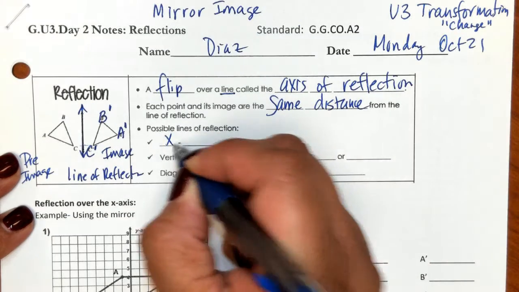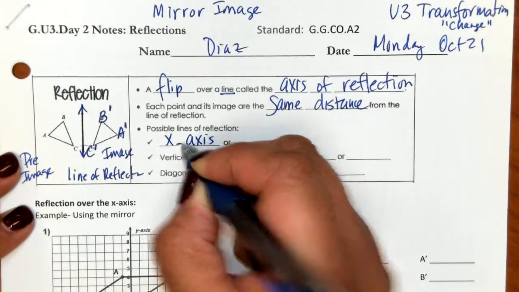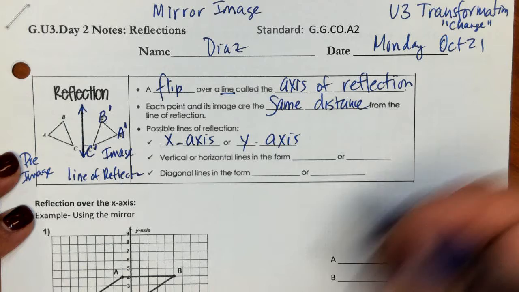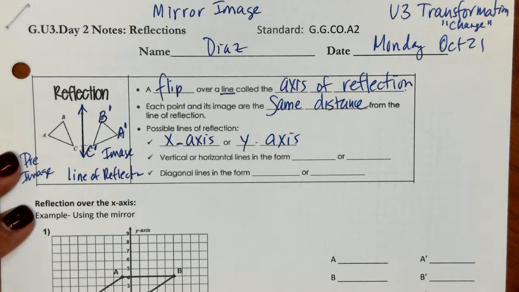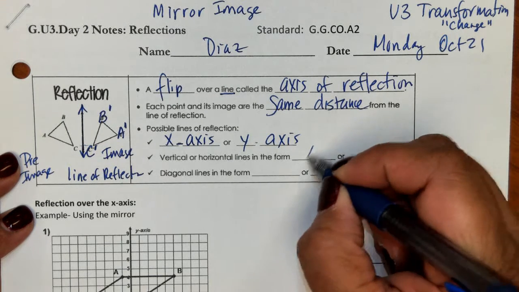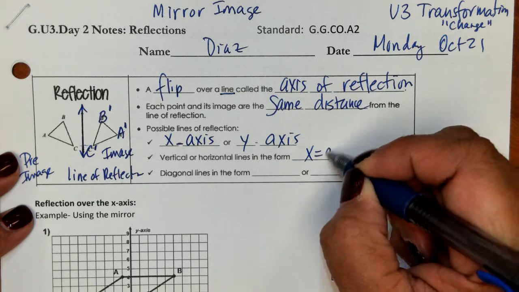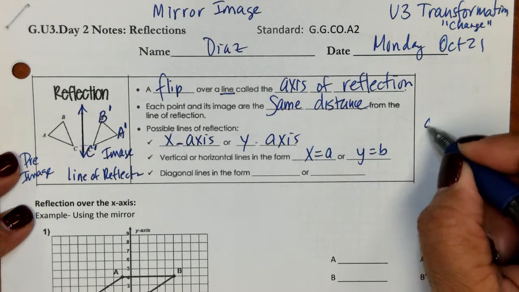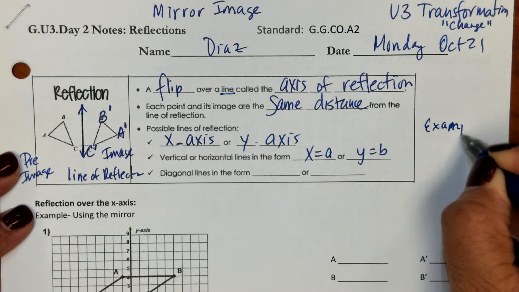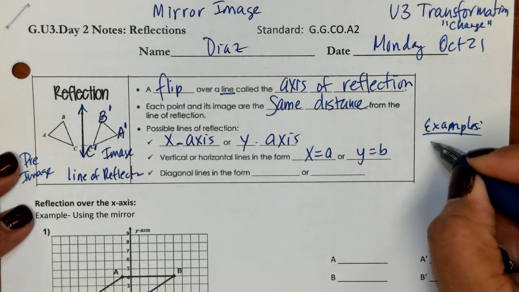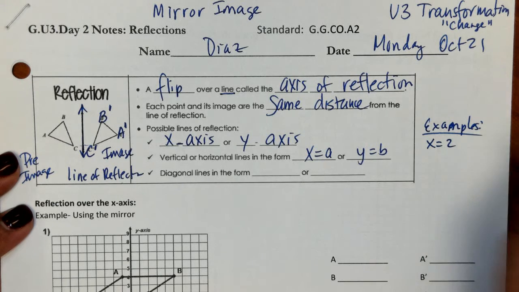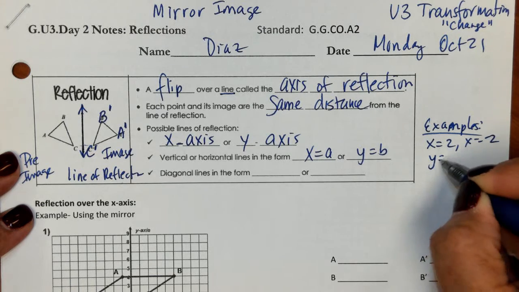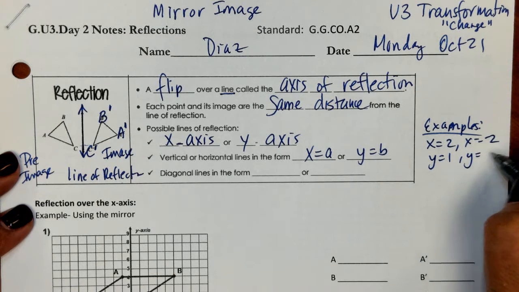Possible lines of reflection: we can reflect across the x-axis, the y-axis, and also across different vertical and horizontal lines. They can come in the format of x equals A, or y equals B. What are A and B? Let's put some examples so that we don't get lost. You could have a line called x equals 2, x equals negative 2, y equals 1, or y equals 3.